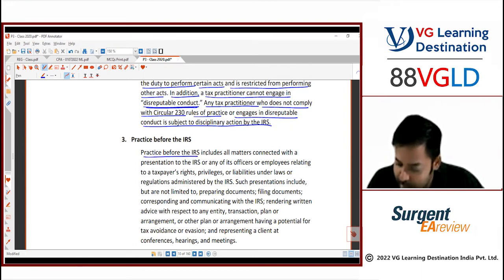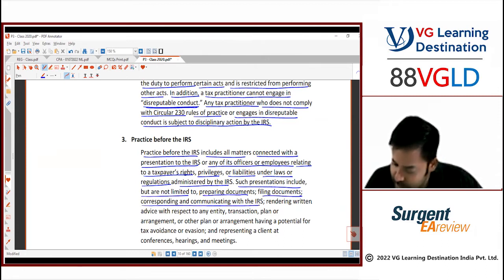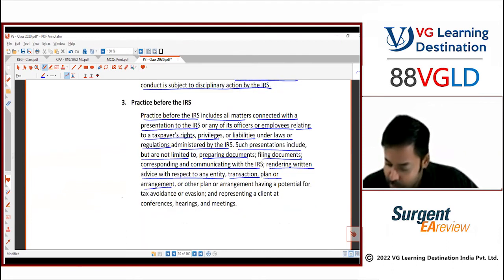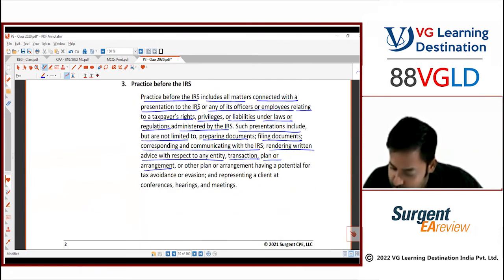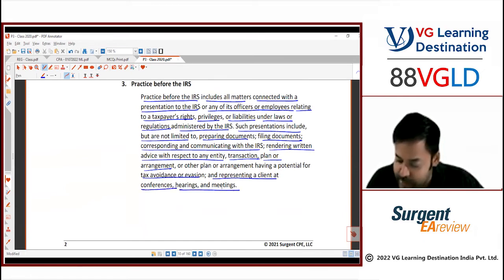Practice before the IRS includes all the matters connected with the presentation to the IRS or any of its officers or employees relating to the taxpayer's rights, privileges, or liabilities under the laws or regulations administered by the IRS. Such presentation includes, but is not limited to, preparing documents, filing documents, corresponding and communicating with the IRS, rendering written advice with respect to entities, transactions, plans or arrangements that have a potential for tax avoidance or evasion, and representing a client at conferences, meetings and hearings.